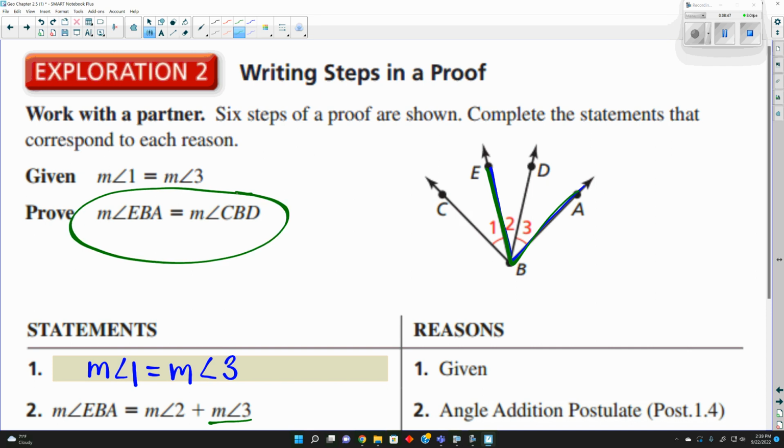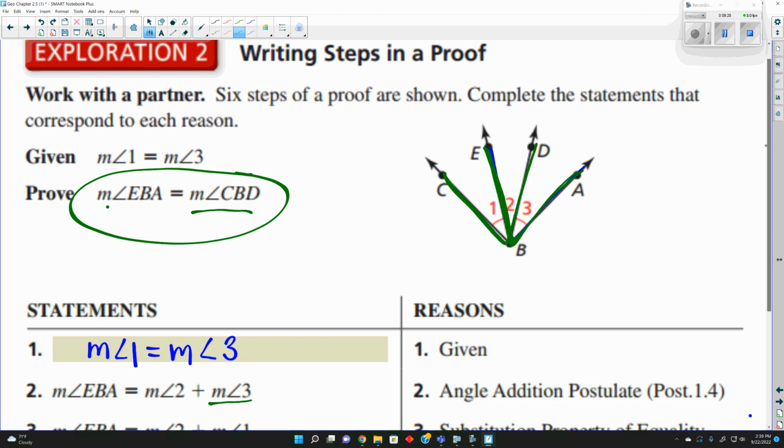So to be able to prove this, I need to show that angle EBA is the same as angle CBD, yes? How can we define EBA? EBA, this angle here, as its parts. So what two parts add together? 2 and 3, okay? So if I can get that to be the same as CBD, which is what? 1 and 2. So if I can define EBA somehow as the angles 1 and 2 added together, and we can make it the same as CBD, then we can say those two are the same.